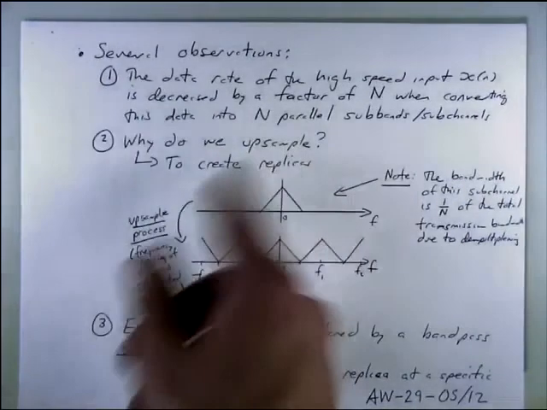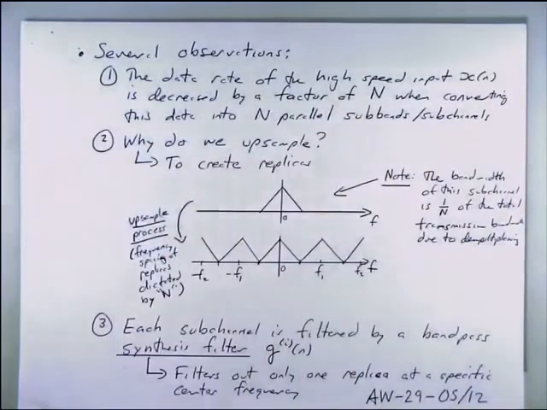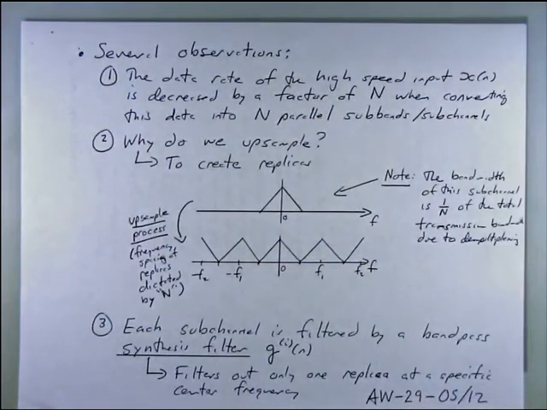So given that, these are the observations. The data rate per subcarrier is reduced by N, but when you combine it together, the symbol rate is N times, since you have N parallel narrowband streams all together. So information loss, absolutely not. Everything's preserved. And the reason why we do the upsampling is because of those precious replicas. This is how I trick the system.